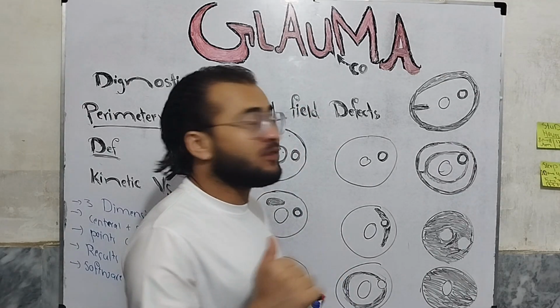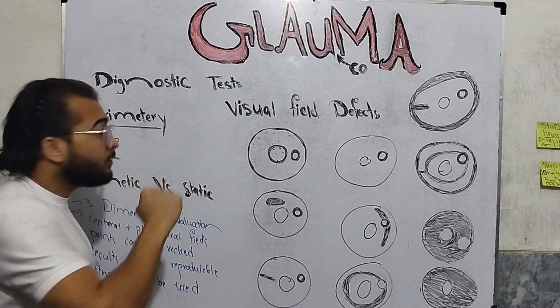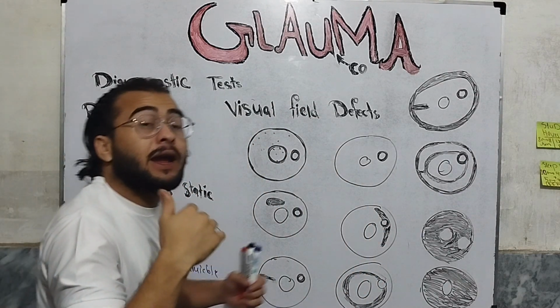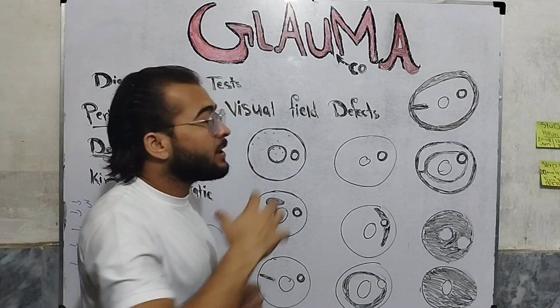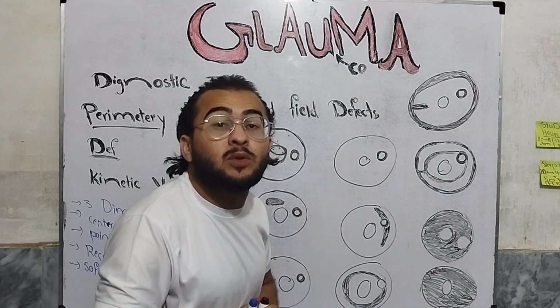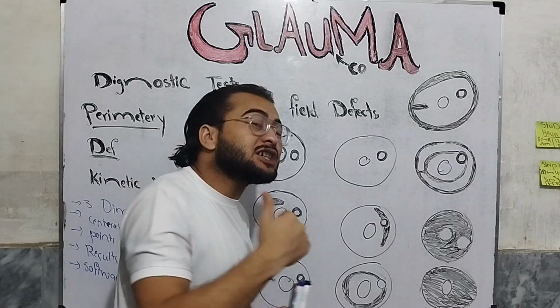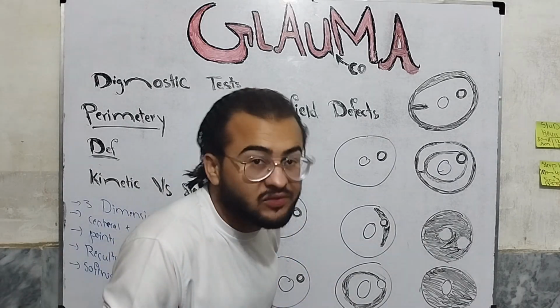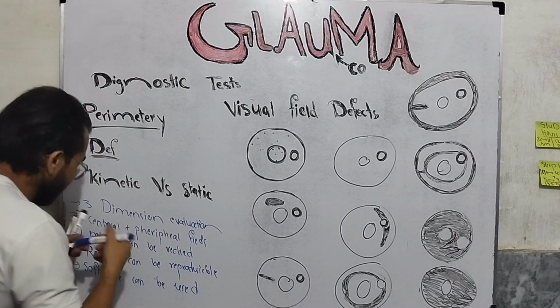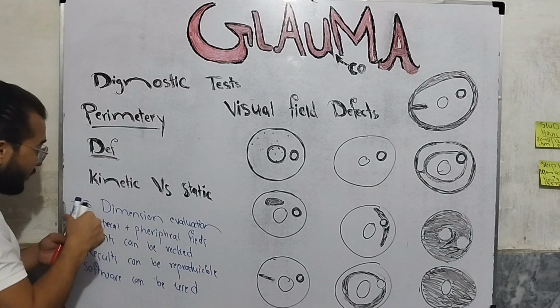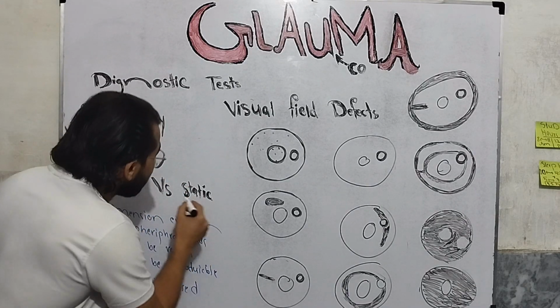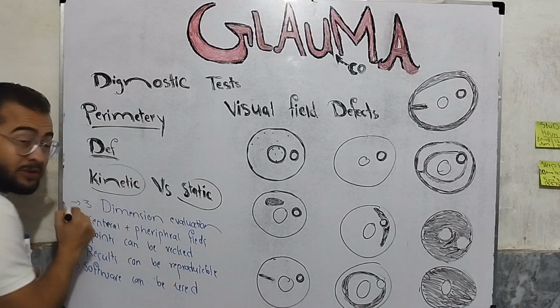As in the previous lecture, we discussed perimetry, the kinetic and static perimetries, and how we can evaluate the visual fields for the detection of any visual field defects. So, now in few words, what are the advantages of static perimetry over kinetic perimetry?